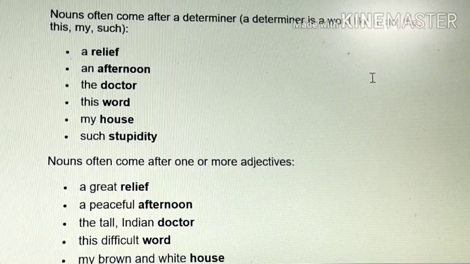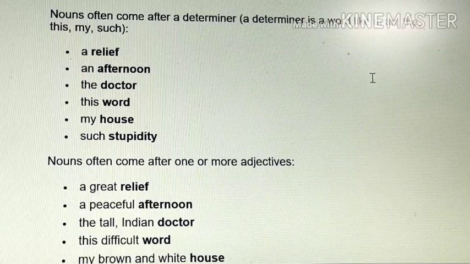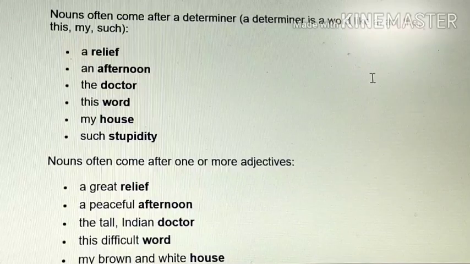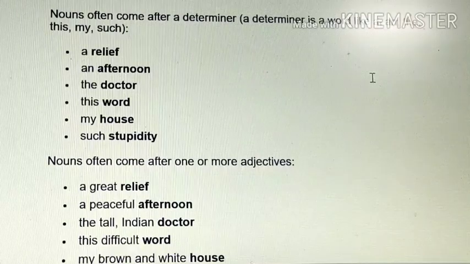Suppose I mention "a relief." So "a" is the determiner, and relief is a word that is coming after a determiner. So we can say relief is a noun. "An afternoon." Okay, so "an" is a determiner, an article, same. And afternoon, so this particular word will be a noun. In the same way, "the doctor," "this word," "my house," "such stupidity" — all these bold words are nouns.